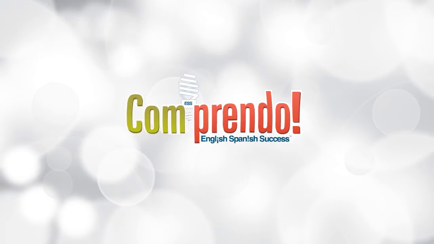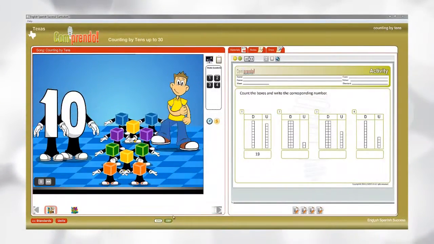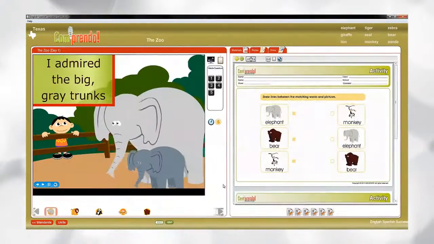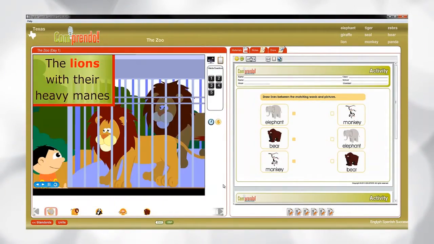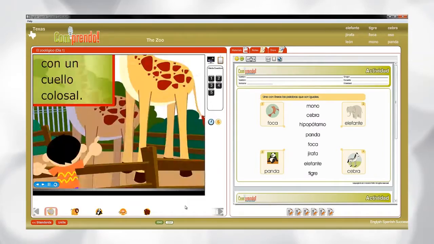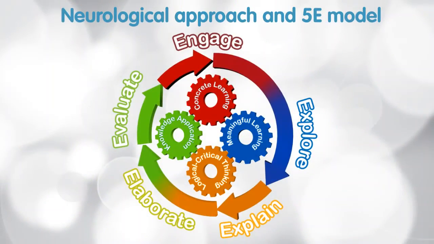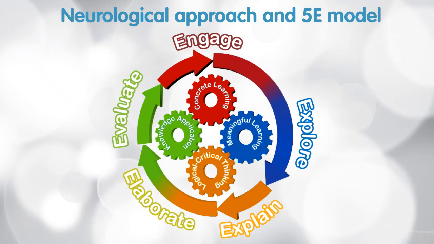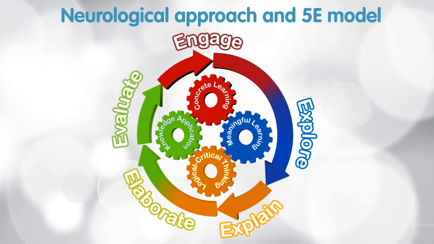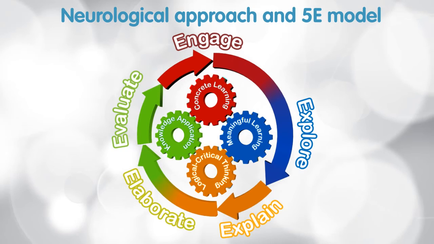Planning a lesson with Comprendo. The Comprendo digital resources are very helpful to prepare your lesson plans across core subjects in bilingual or dual language K-3 classrooms. Comprendo integrates a neurological approach with the 5E model and sheltered instruction strategies for effective learning.